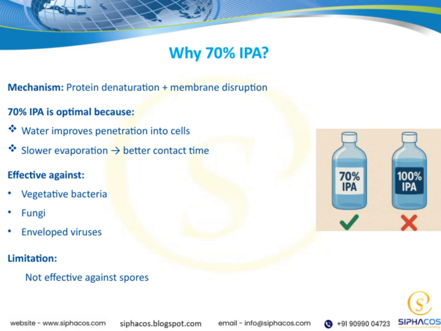However, it's important to recognize the limitation here. 70% IPA is not effective against spores. Spores are much more resistant and require different disinfectant strategies. Understanding these points helps us appreciate why 70% IPA is a go-to disinfectant in many settings. It's a balanced formulation that maximizes microbial kill while maintaining practicality in application.